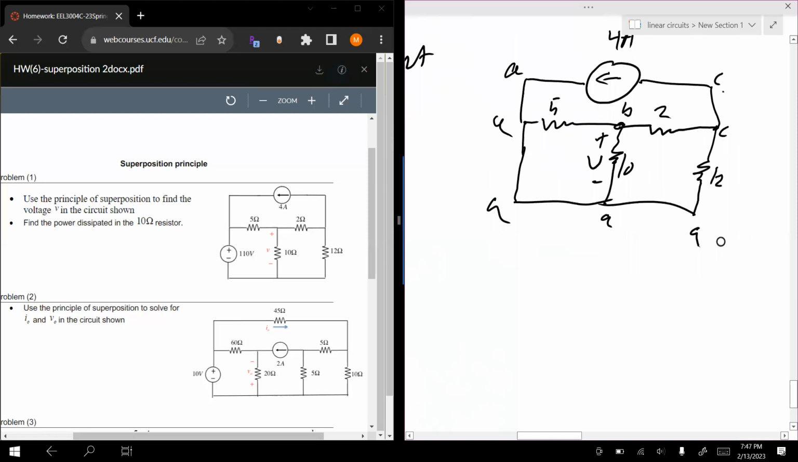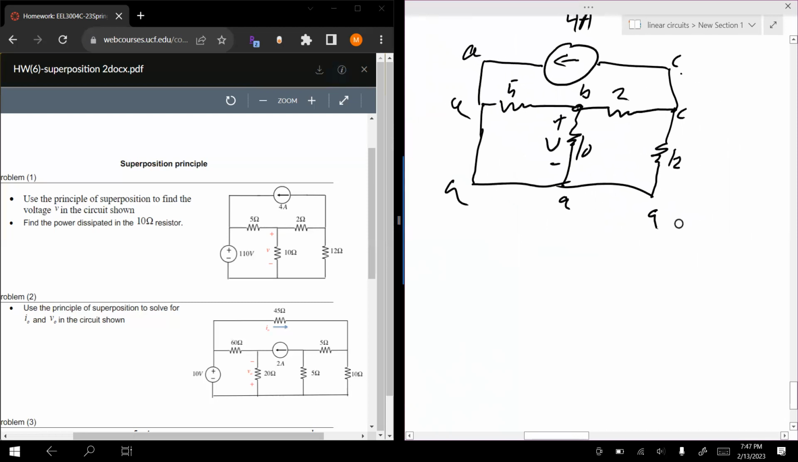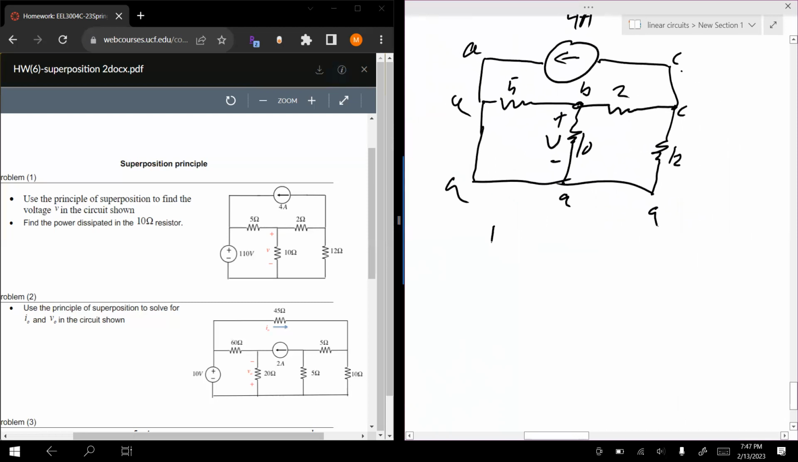See if I can scroll down a little bit. So my 1 over R equivalent is going to equal 1 over 5 plus 1 over 10. So that's going to be 10 over 3 is equal to R equivalent. That's going to be what, 3.3 repeating? Okay.